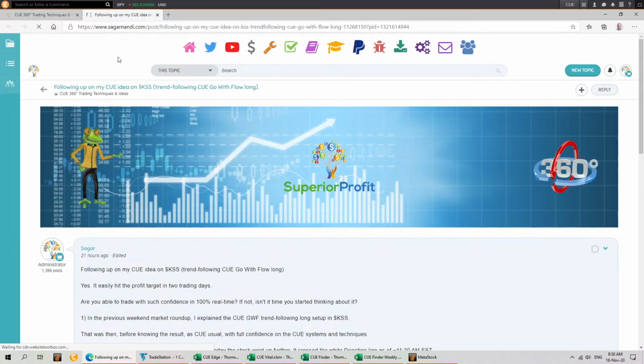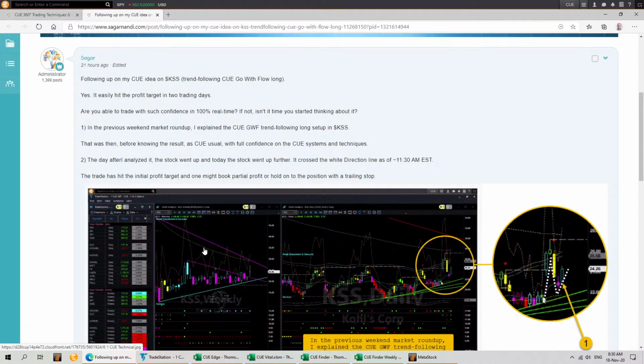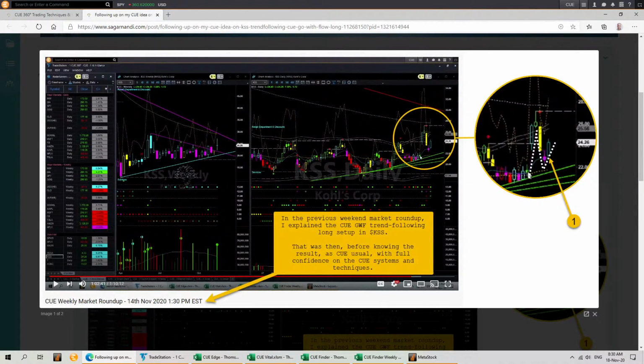When I shared the ideas, many people, at least those who are not using Q systems, sometimes think it is a bit early. And I like that idea because by the time other traders are saying this stock, for example, KSS, is bullish, I am already booking profit. I shared the buying idea on calls KSS in the weekend market roundup of 14th November. That time the weekly backdrop color was bullish. The daily gave a go with flow long trade setup.